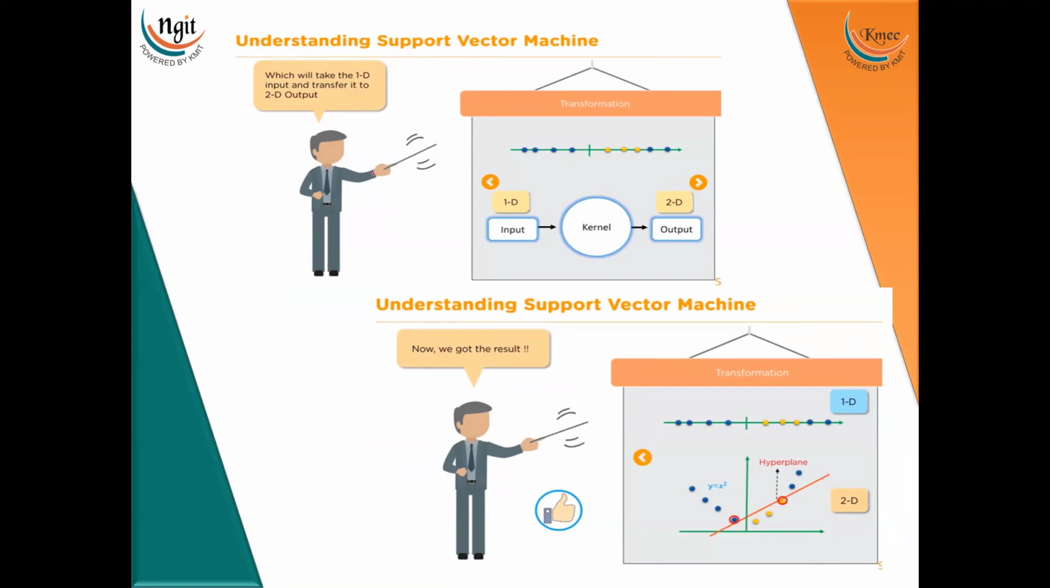How will SVM work in this case? SVM has a technique called kernel. It uses the concept of a kernel, which will take the one-dimensional input and transform it into a two-dimensional output. That is with the help of a kernel. See here, once this one-dimensional data is converted into a two-dimensional plane, it is going to divide the data, and that transformation is given by y equal to x squared.